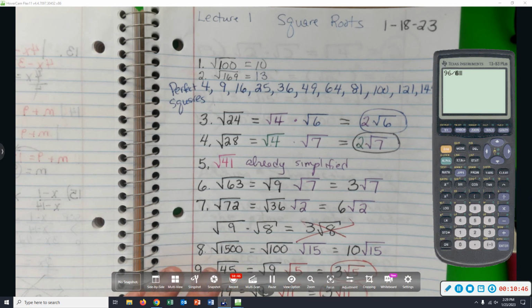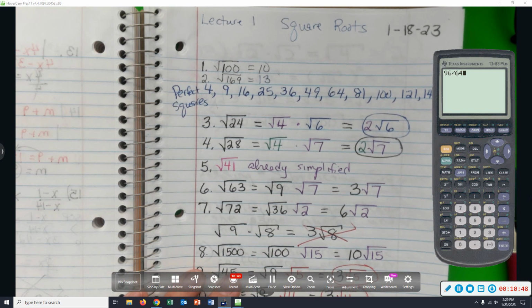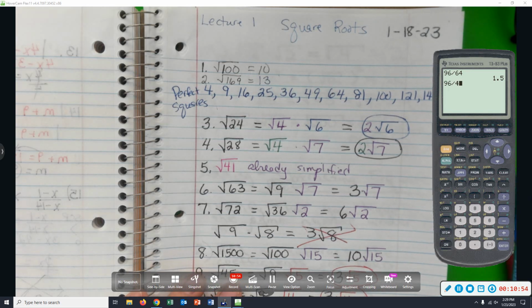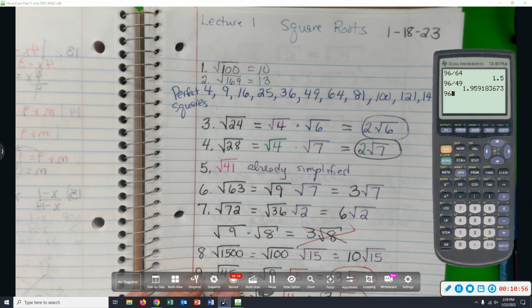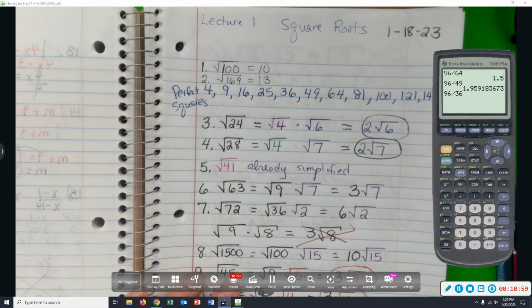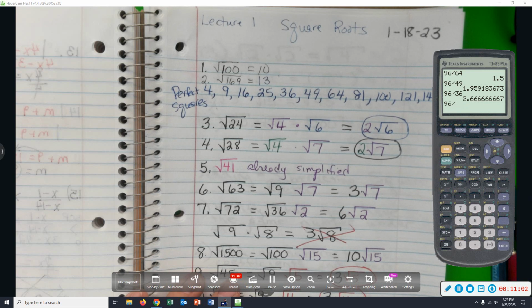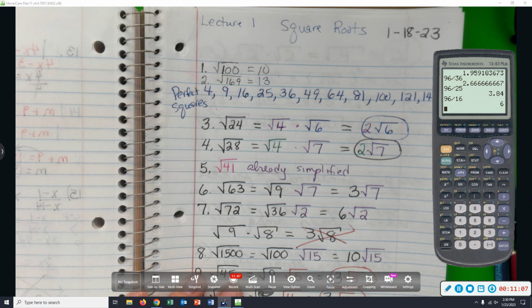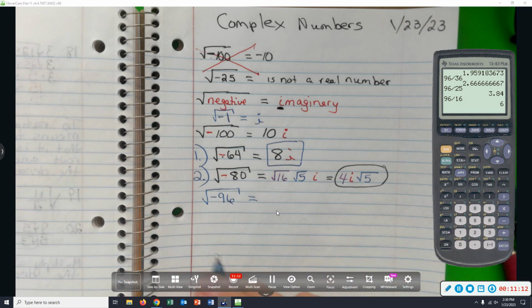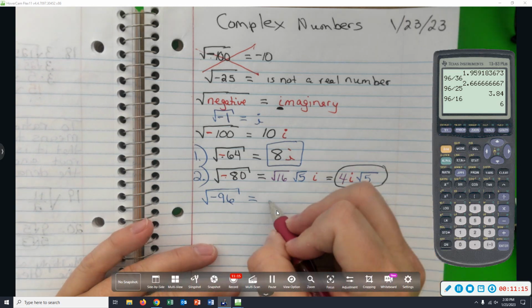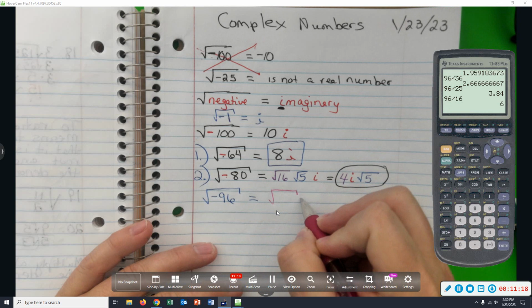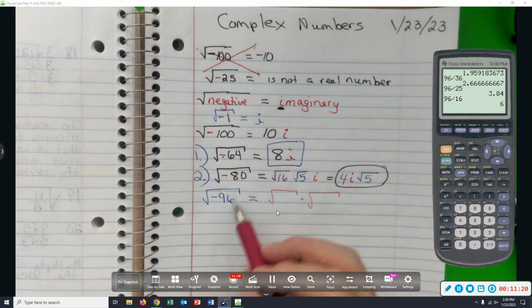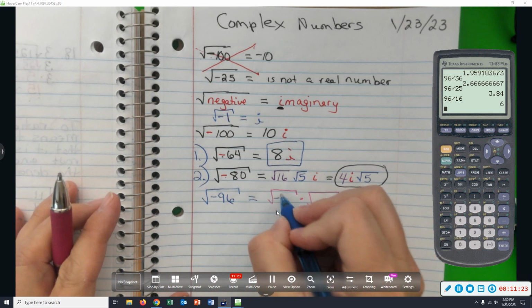Here's my thought process, and I'm showing my thought process with the calculator. 64 can't possibly divide evenly into 96. Neither can 49. What about 36? Nope. 25? 16. It's another one that's 16 times 6. You know what? Here's what I'm going to do. That's like a negative 16 times 6.